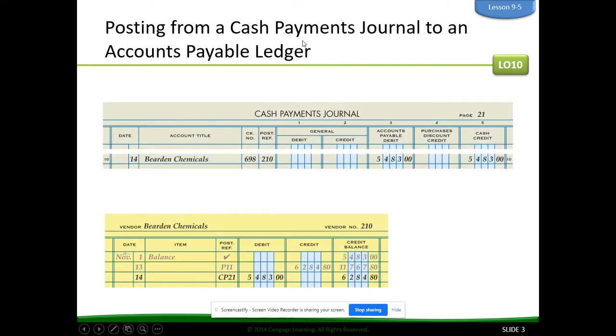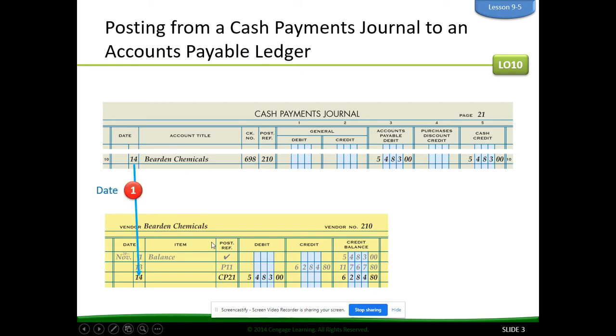The first step in posting from the cash payments journal to an accounts payable ledger is going down the line and looking for any vendors listed in the account title. We're not going line by line here, we're just starting off with only our vendors. If there is a vendor, that would mean there is not an amount in the debit or credit column, but there is an amount in the accounts payable column.